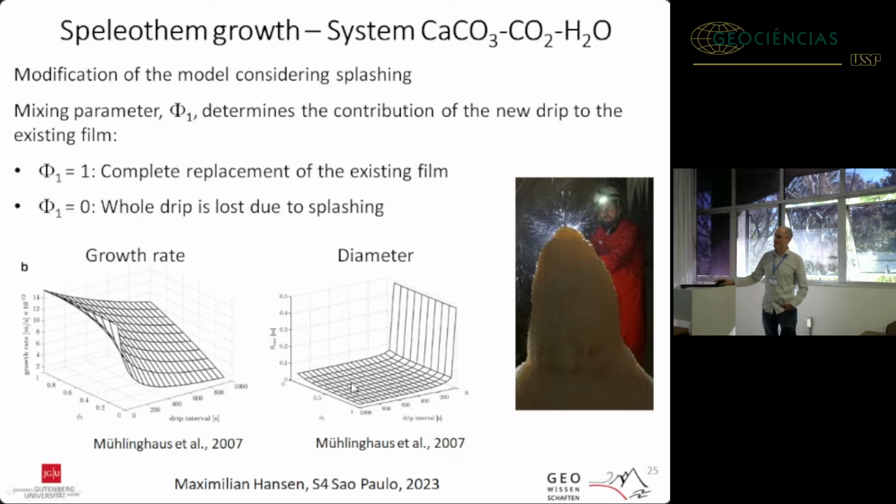And then they did these 3-dimensional plots. You can't really see them very well, I guess, but this is the replacing factor plotted here. This is the drip interval, and this is the growth rate. And you see that the growth rate is highest somewhere over here, where you have not a complete loss of the solution, but towards the complete replacement, just due to high supersaturation, right? And this is also the same plot for the diameter.